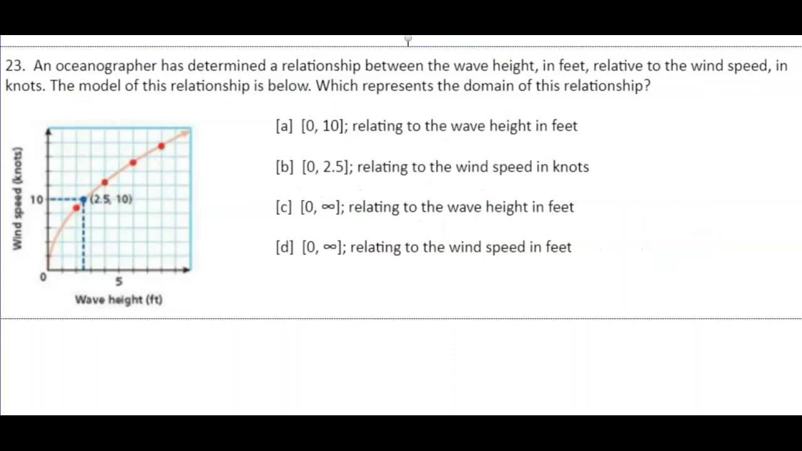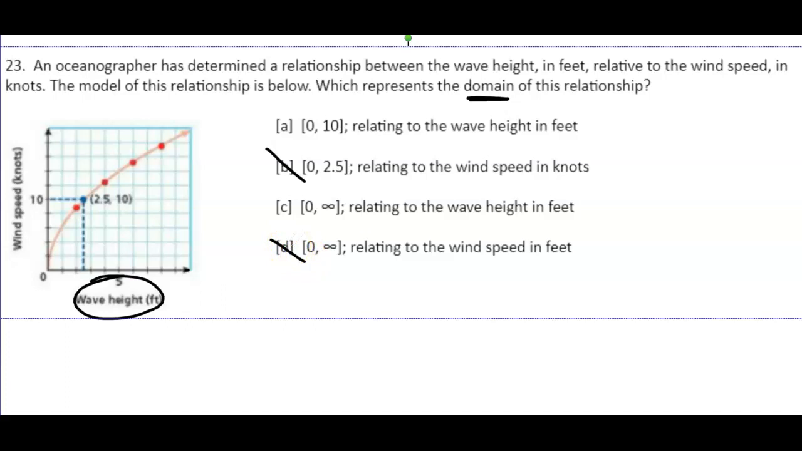An oceanographer has determined a relationship between the wave height in feet relative to the wind speed in knots. The model of the relationship is below, which represents the domain of the relationship. So this is one where you have to look at the context of the question and relate it to the domain. You're given the graph. If we're talking about domain, we're looking for the x-axis of our relationship, the x values, which in this case is height. So if we're talking about domain, we have to be talking about it relative to the wave height, which means it can't be B and it can't be D. Those are relating it to wind speed, which is not on the x-axis.